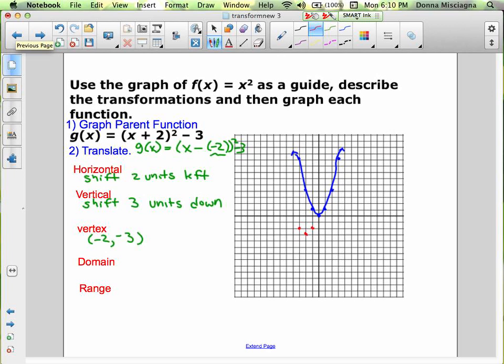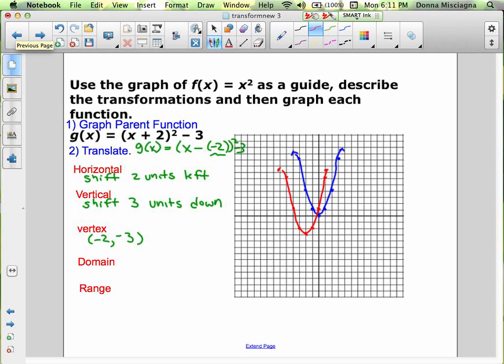All right, so 2 to the left, 1, 2, 3 down. 2 to the left, 1, 2, 3. Just missing my points. 2 to the left and 1, 2, 3. And last one, 2 to the left, 1, 2, 3. There we go. And now we'll connect. And it's just that easy.